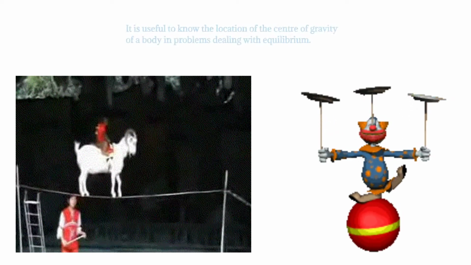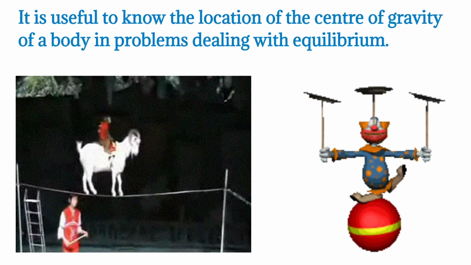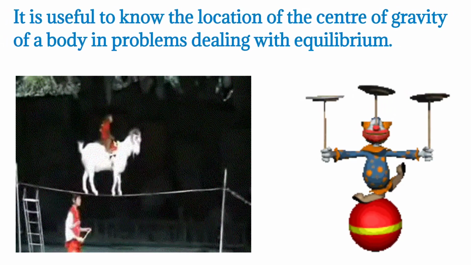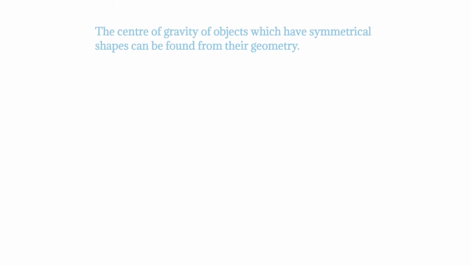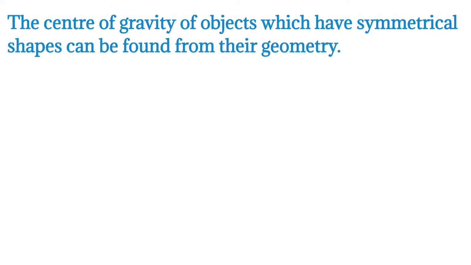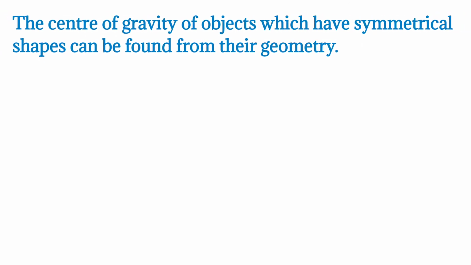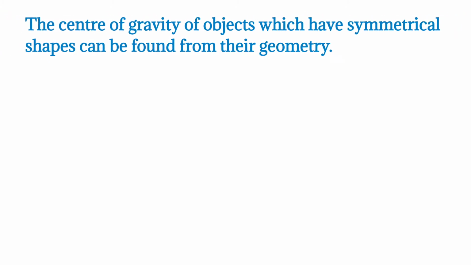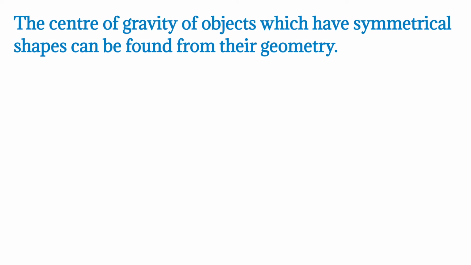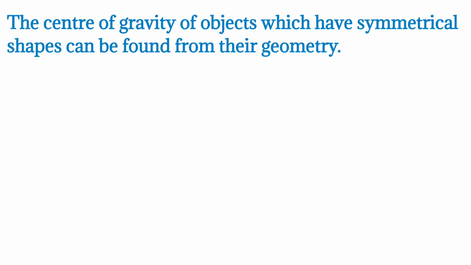It is useful to know the location of the center of gravity of a body in problems dealing with equilibrium. The center of gravity of objects which have symmetrical shapes can be found from their geometry. The center of gravity of a uniform square or a rectangular sheet is the point of intersection of its diagonals, as shown in figure.